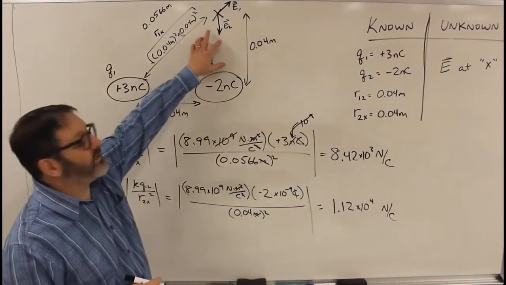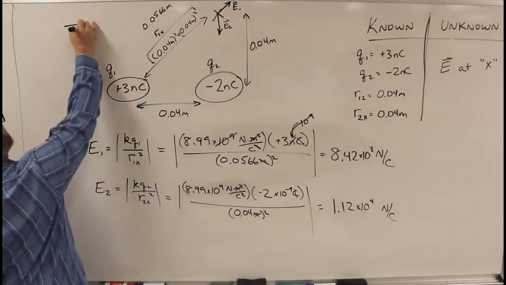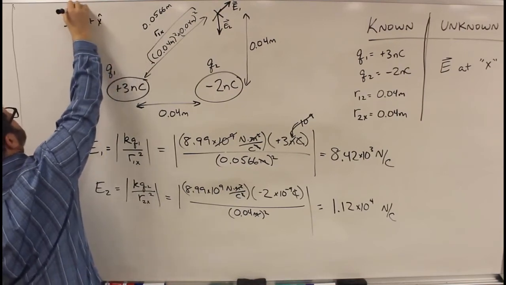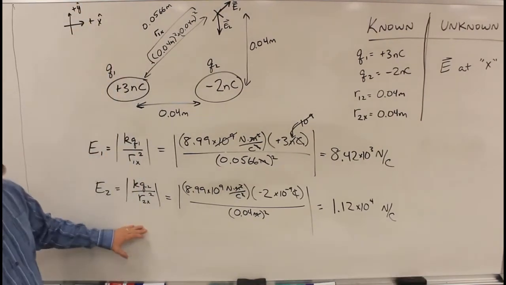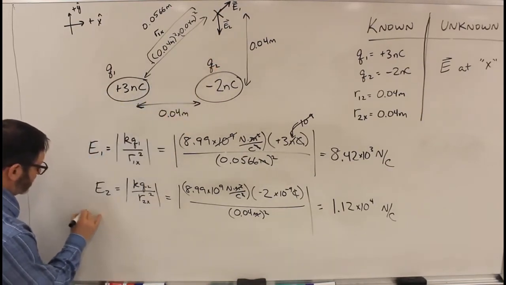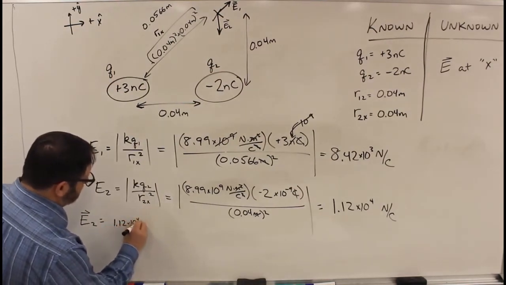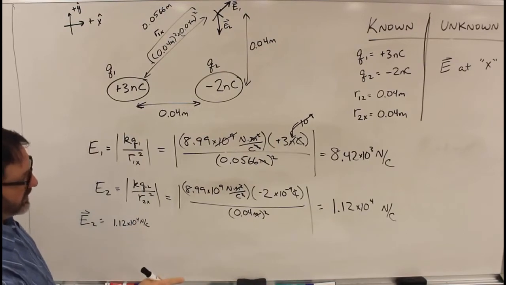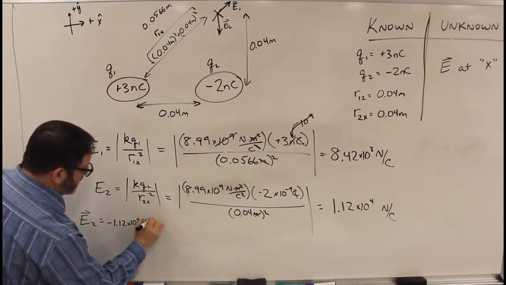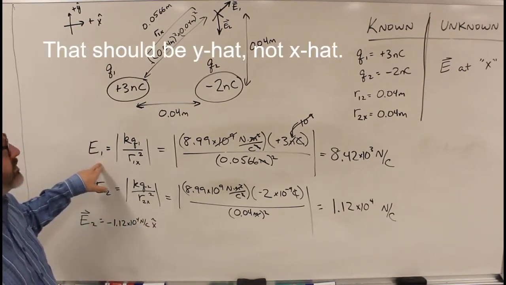Now, to add them together to find the total field, we need to break them up into components. So this we'll call plus x hat, plus y hat. E2 is easy, it's one direction. So E2 is 1.12 times 10 to the 4th newtons per coulomb in the minus x hat direction. E1 we have to split up.